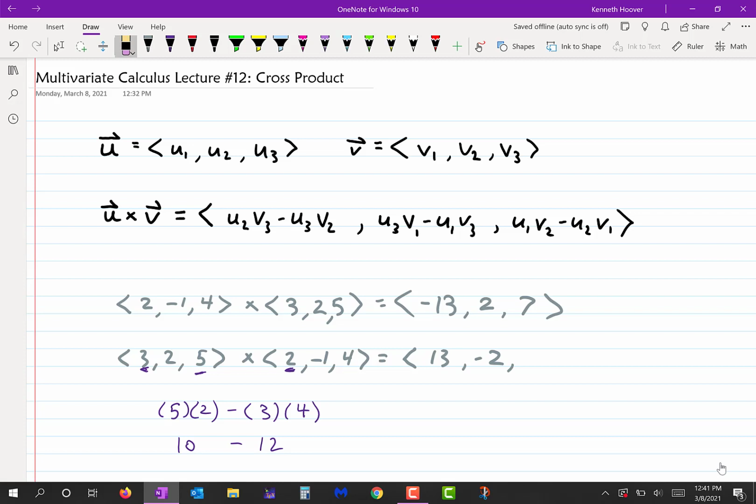Okay, now you can probably really guess what the third component is going to be. But let's calculate it and see if you're right. So for the third component, we have 3 times negative 1 minus 2 times 2. So that's negative 3 minus 4. We get negative 7. So do you see what happens when you change the order of the vectors in a cross product?